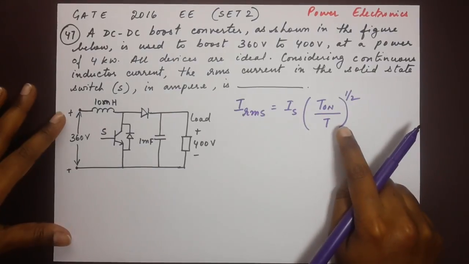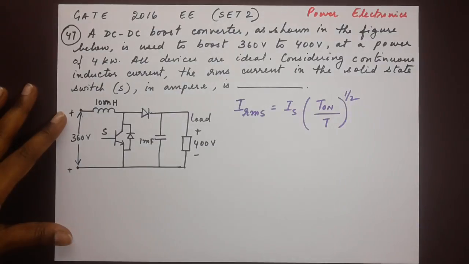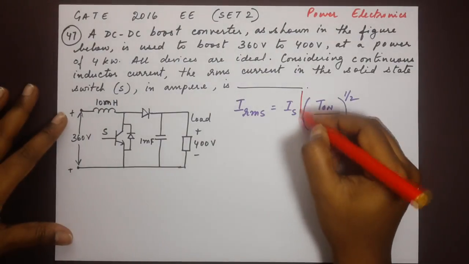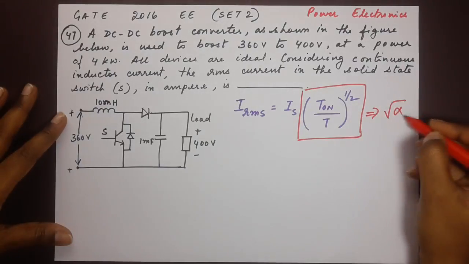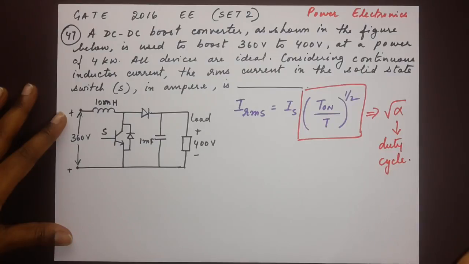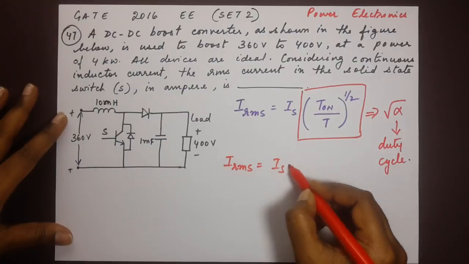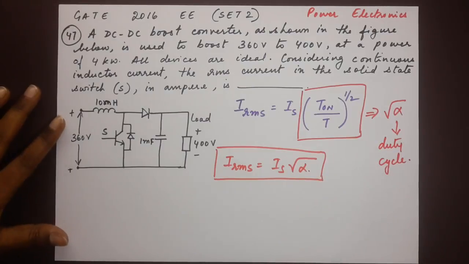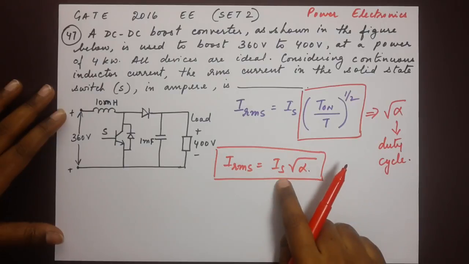So, (T on by T) to the power of 1 by 2 can be written as root alpha, where alpha is the duty cycle. So, IRMS is IS into root alpha. Here is an important relation that will help. So, now we need to figure out what alpha is and what IS is.